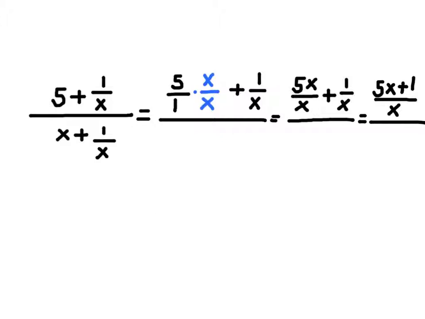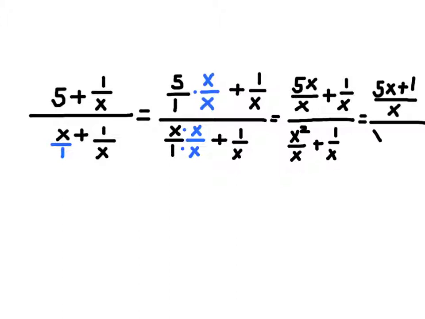Now let's take a look at the denominator. Here in the denominator I have x plus 1 over x. Well, x is essentially x over 1, and so they don't have a common denominator. We have a 1 and an x. So to have a common denominator, we are going to take the x over 1, and multiply the top and the bottom by x. So we're multiplying it by x over x, which is essentially equal to 1, so we don't change its value, plus the 1 over x. And we end up with x squared over x plus 1 over x, which gives us x squared plus 1 all over x.